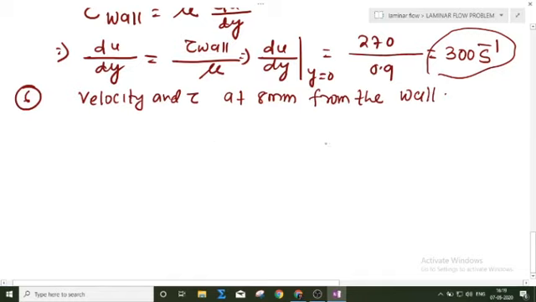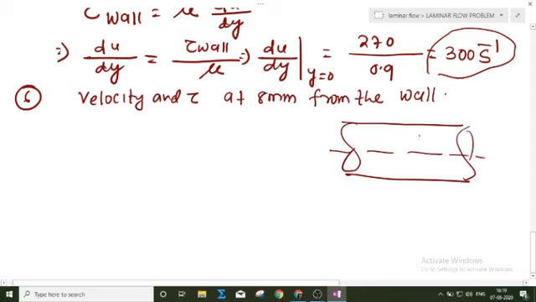It is asking from the wall, means suppose this is my pipe. Okay, this is my pipe, and this is my center line of the pipe, and if you draw the velocity distribution and the shear stress distribution, this is my shear stress distribution. Okay, velocity distribution, shear stress distribution, and it is asking at a distance of how much? This is y equal to 8 mm.